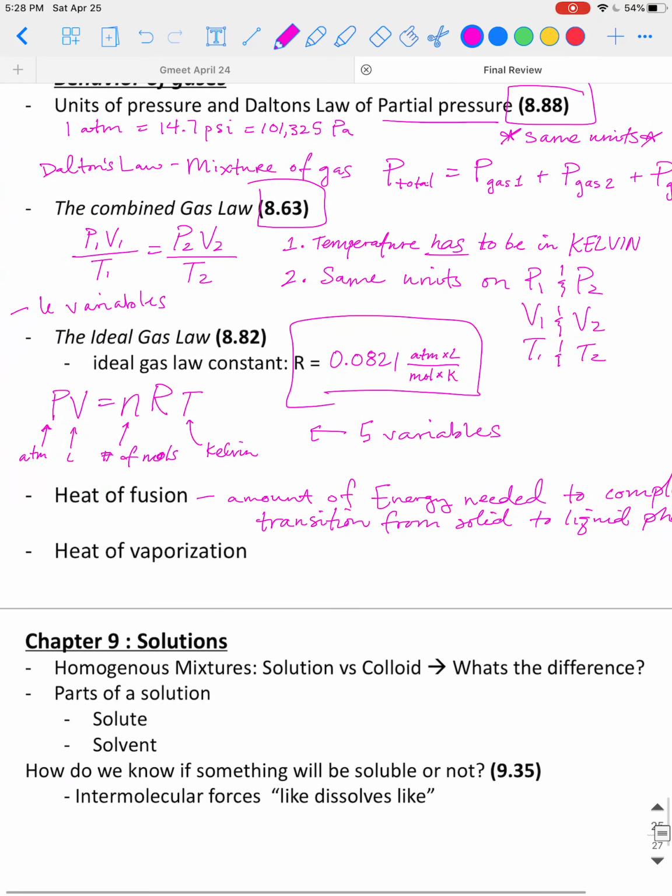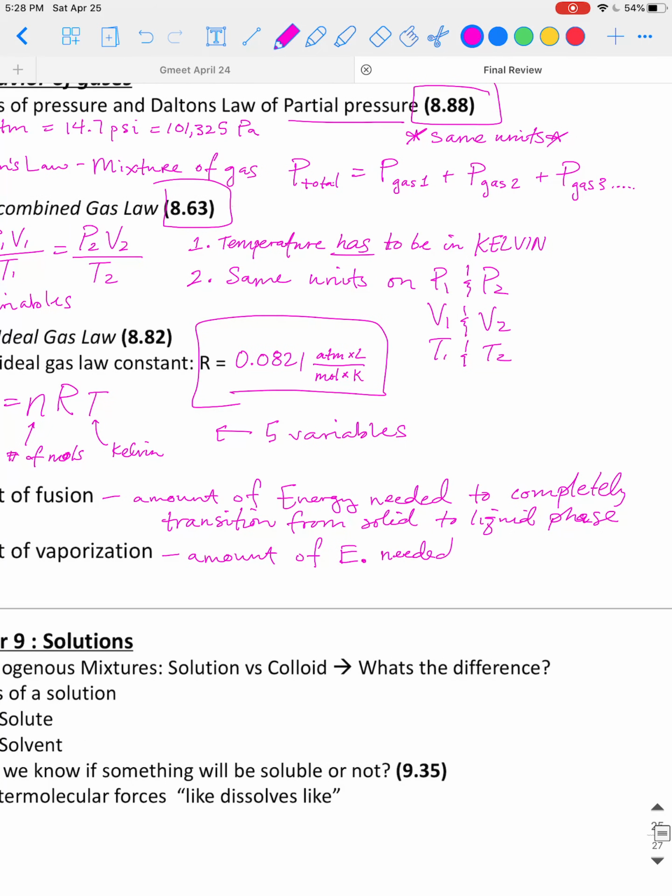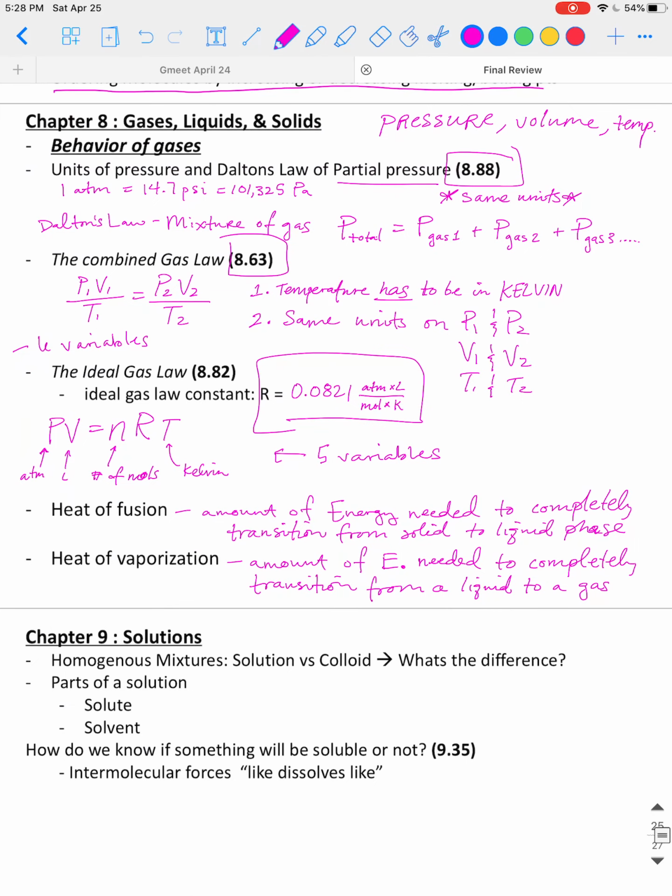All right, so once you hit the melting point, however much energy is needed to completely melt something and get it all the way from a solid to a liquid, that's the heat of fusion. Heat of vaporization is the same idea, but the transition from a liquid to a gas. So it's the amount of energy needed to completely transition from a liquid to a gas.